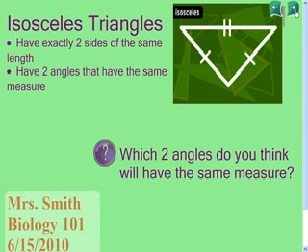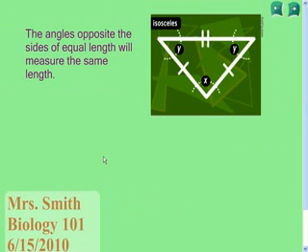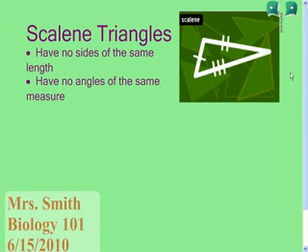Next type is an isosceles triangle, exactly two sides of the same length, and the two angles have the same measure. And then again, a thinking question, what two angles do you think will have the same measure? And as you can see in the little picture here, it's the two angles that are opposite the two sides of equal length.